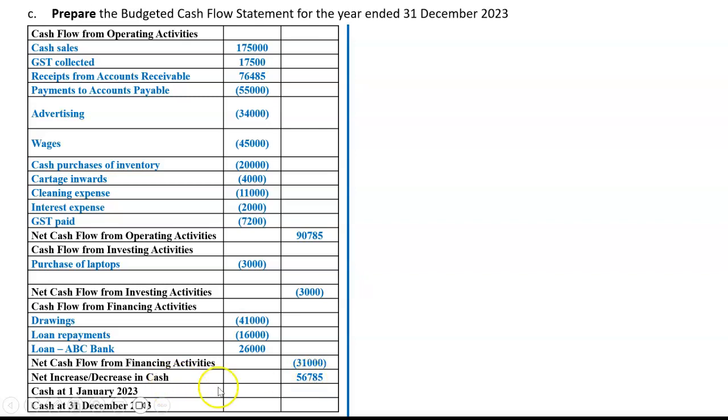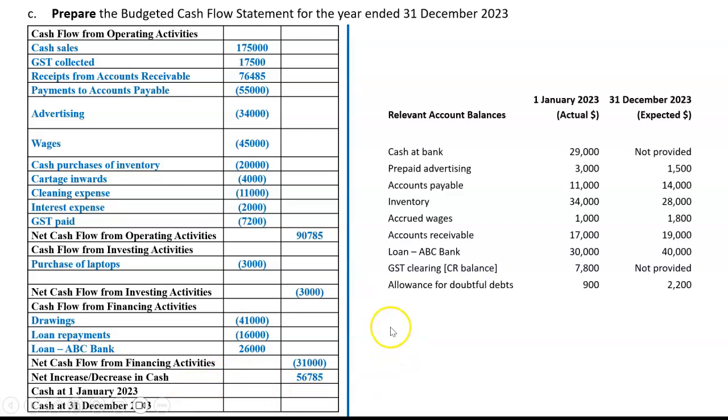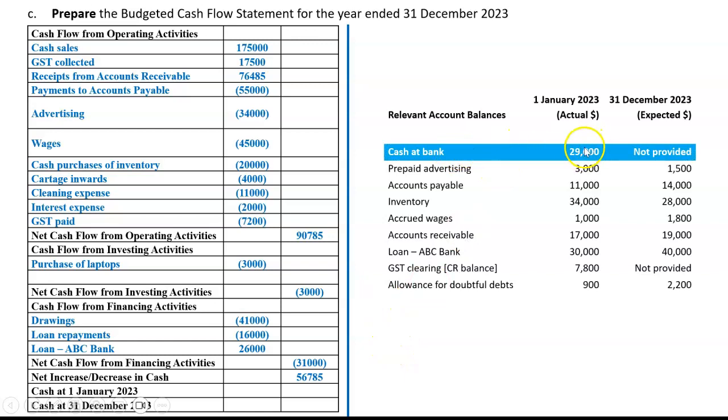56,785. Last thing I need is the balance at the beginning and therefore the balance at the end. Where will that be? Well, it has to be given to us somewhere. And in this case, it's actually the very first item that we're given. It says cash at bank is actually $29,000 at the beginning of the year and then not provided at the end. They don't know. That's what we're being asked to figure out.